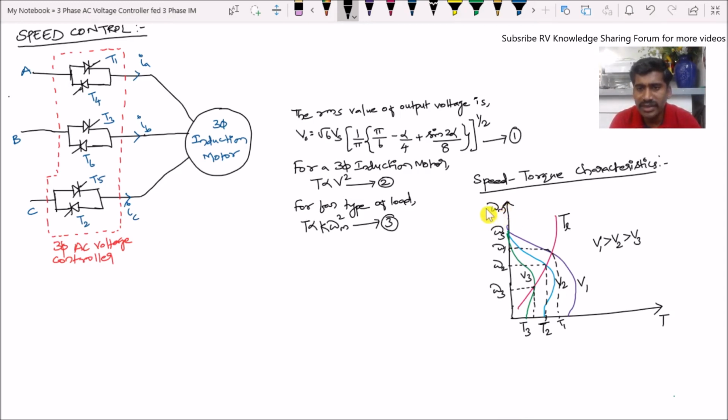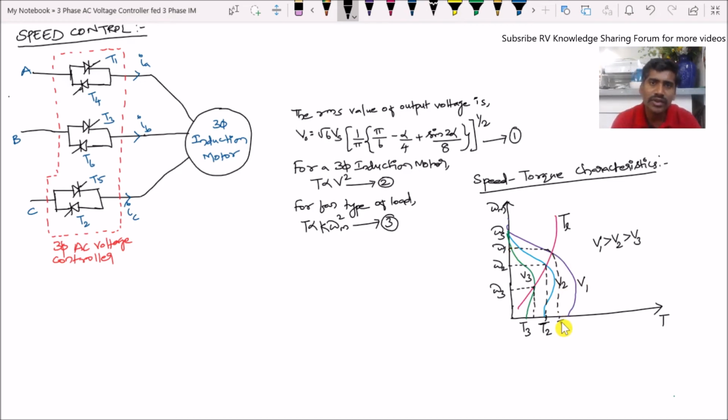Here omega m represents the speed axis and T represents the torque axis. This purple colored line is a typical speed torque characteristic of a three-phase induction motor corresponding to the voltage V1, that is the rated voltage. And this line represents the torque characteristic of a fan type of load. The point where the motor torque equals the load torque is the steady state operating point. Here this is our speed omega 1 corresponding to the rated voltage V1, and this is our torque T1.